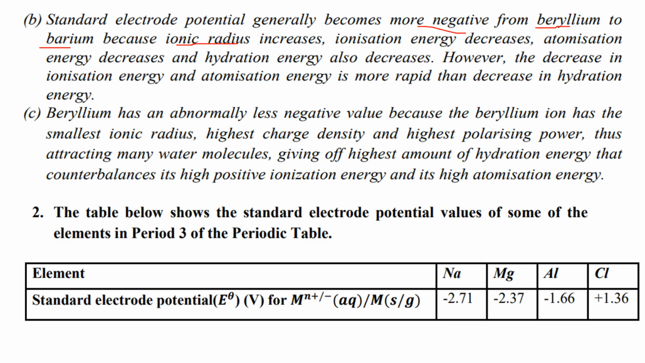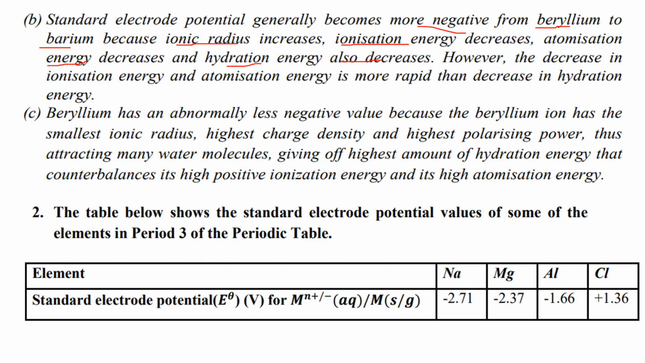Since ionic radius is increasing, ionization energy decreases together with atomization energy. And also they all decrease. Actually, the variation of all the three energies always follows the same trend. There's no way one can be increasing and the other one decreasing. If one is decreasing, all the others are going to be decreasing. So both ionization energy and atomization energy decrease, and hydration energy decreases as well.